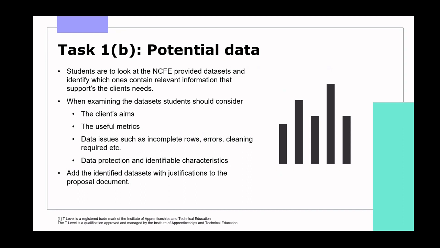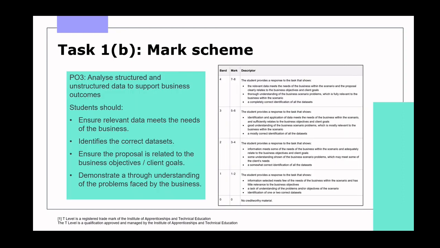Once students have identified those data sets most useful, they need to ensure they provide justifications for those choices. What examiners will be looking for when marking this evidence is for students to have identified the relevant data from the data sets presented, and for all of the correct data sets to have been identified. So that's two things: the data within the data set, so identifying what data is key, then identifying which data sets. And then we have the proposal and choices that the students make, again, have direct connection to the client's aims and scenario. And finally, the problems faced by the client are well understood by the student.